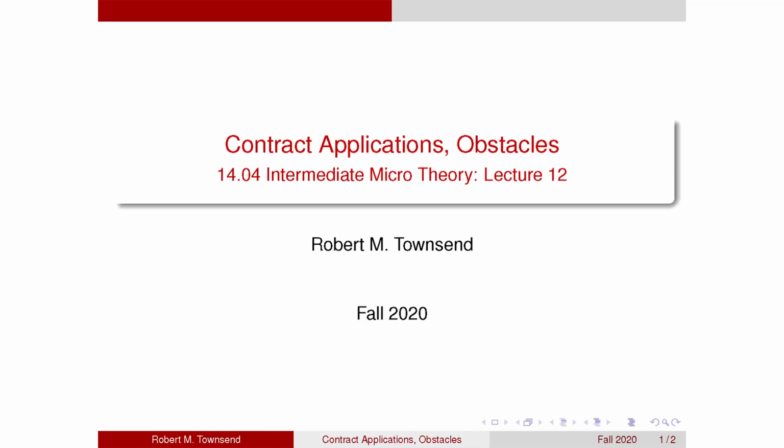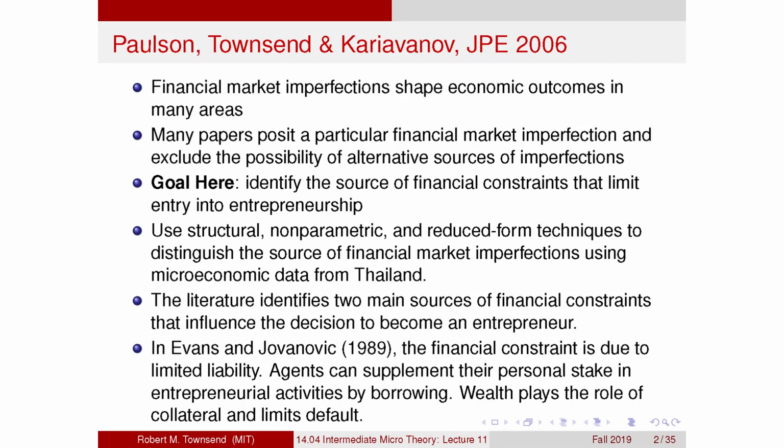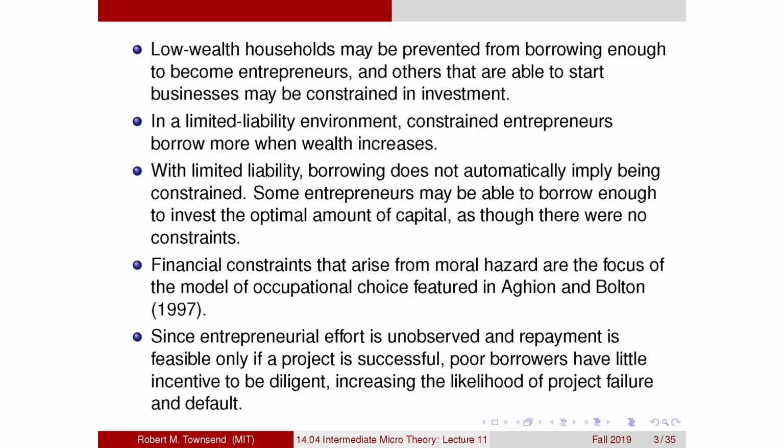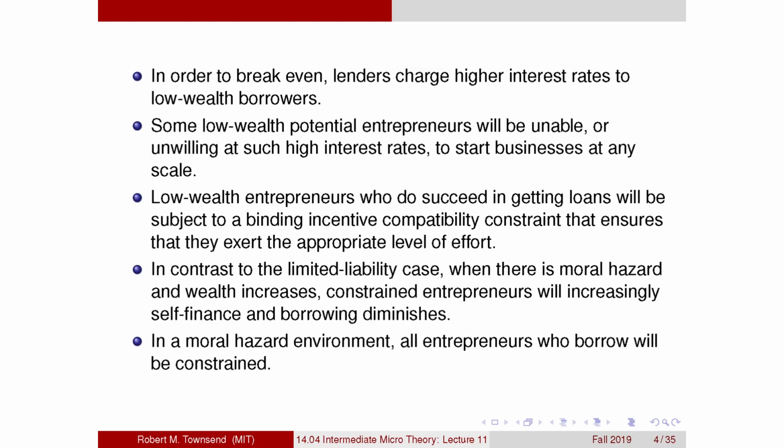Lecture 12 was the application of contract theory. And we took it to the Thai villages and looked at occupation choice. There's a couple of things going on here. One, we now know how to incorporate private information and incentives and collateral by just appending extra constraints onto the problem. So let me start skipping a little bit.